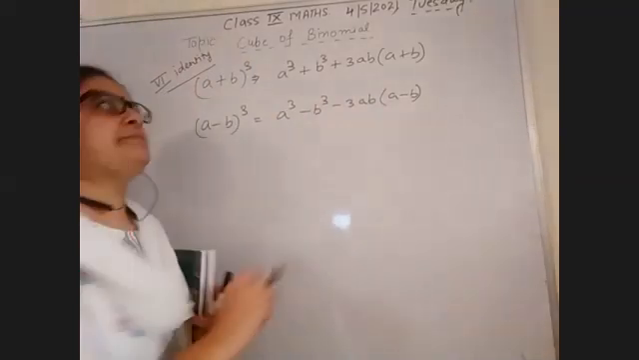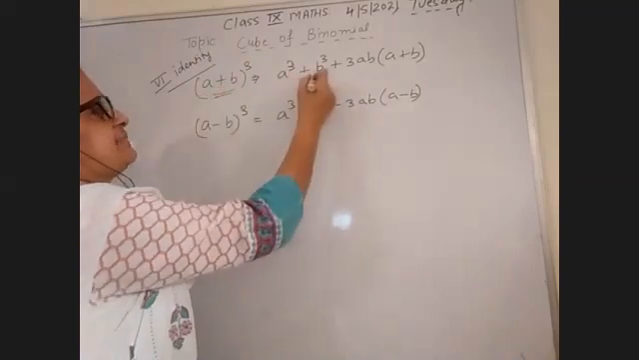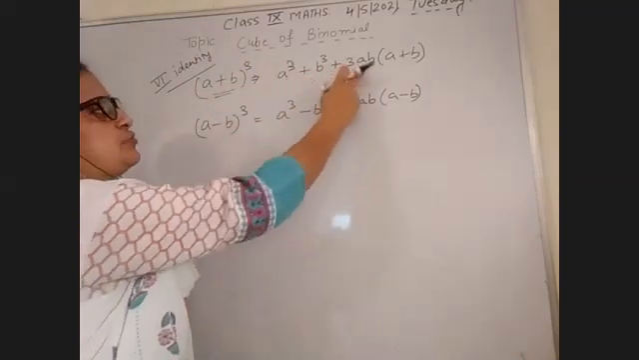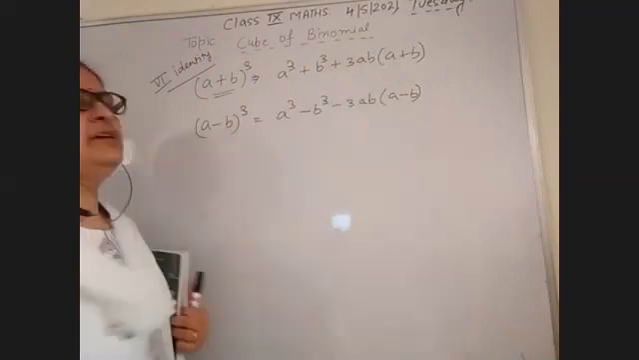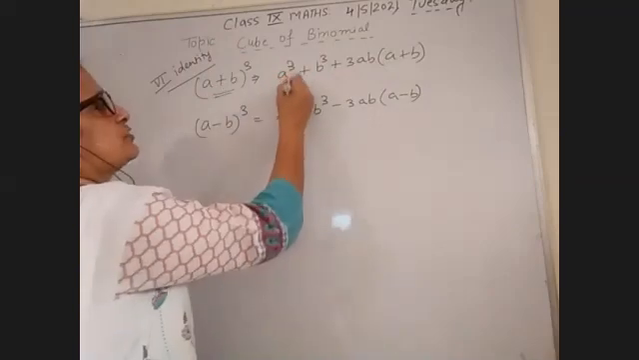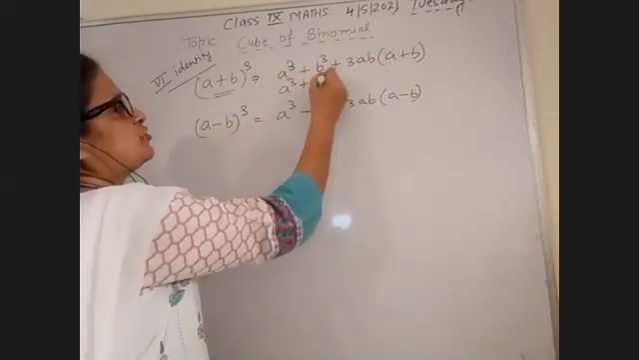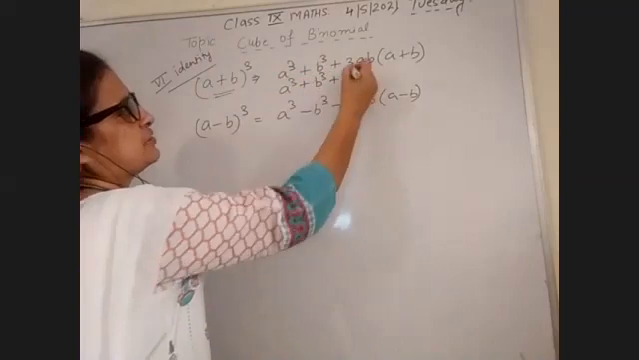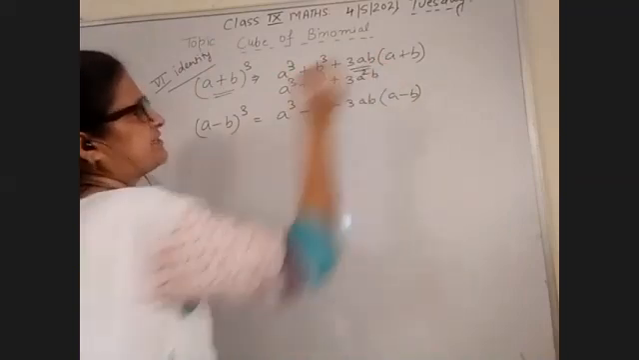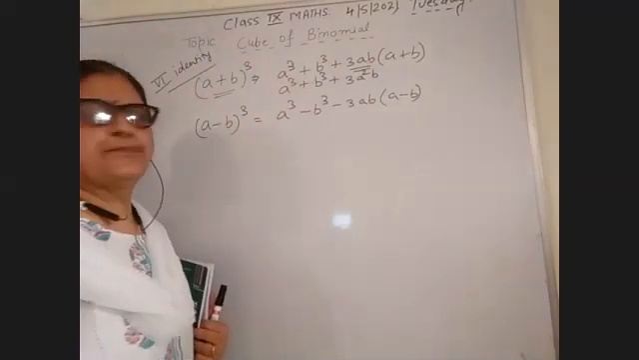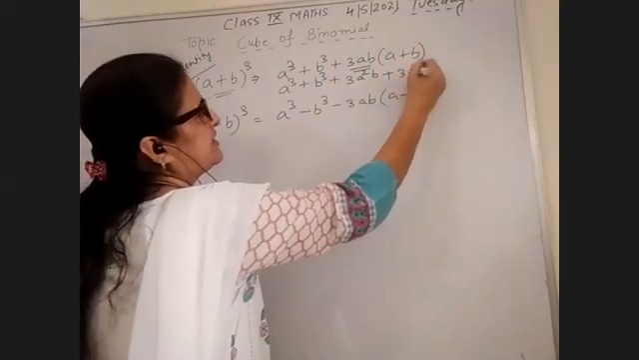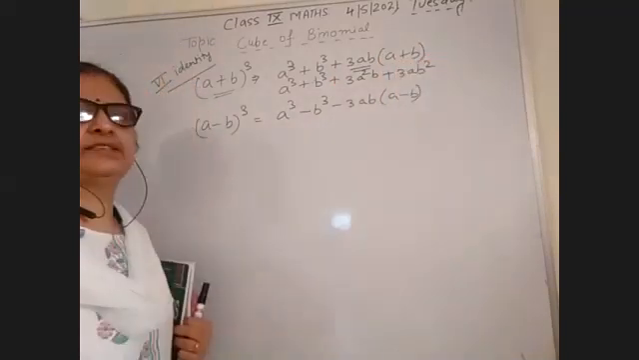पहले मैं आपको ये बताना चाहूंगी कि ये आइडेंटिटी एक्सपेंड करके ये कैसे आई. How it comes: a cube plus b cube plus 3ab bracket में a plus b. And you can write like this also, a cube plus b cube. आप इसको इस तरह से भी लिख सकते हो. When you multiply 3ab with a, it is equal to 3a square b. And 3ab को b से multiply करते हो, it is equal to 3ab square.